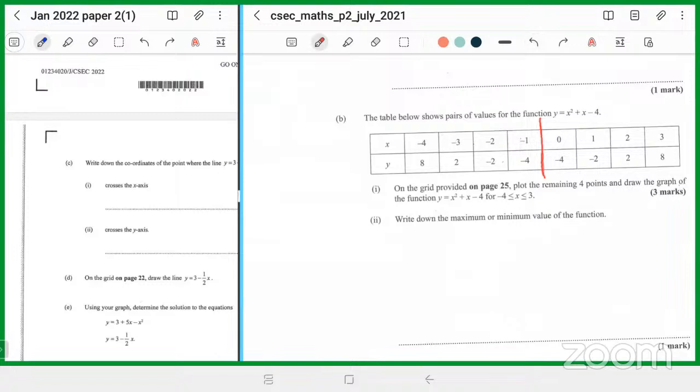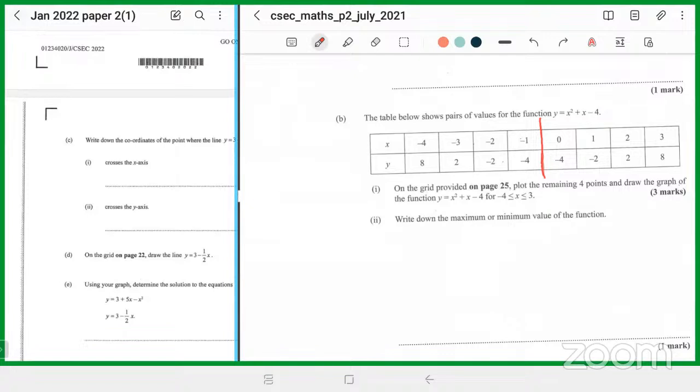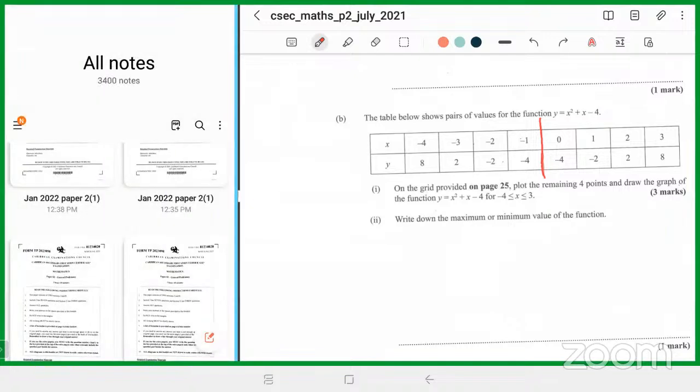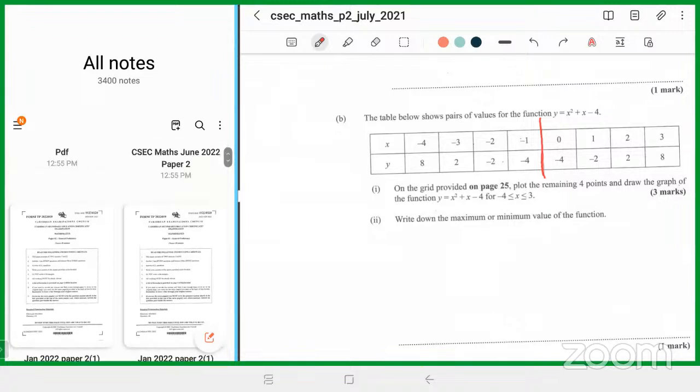All right, let's do it. More math equals better math. All right, let's bring it up over here. 2021. Let's just do this one and then we'll call it a day. All right, 2021.